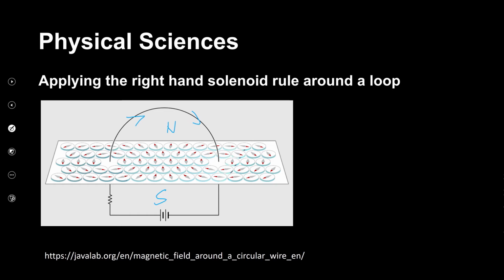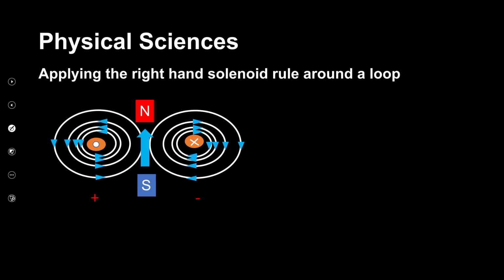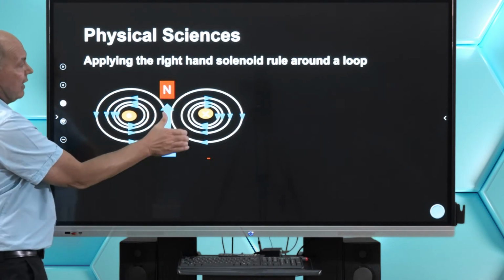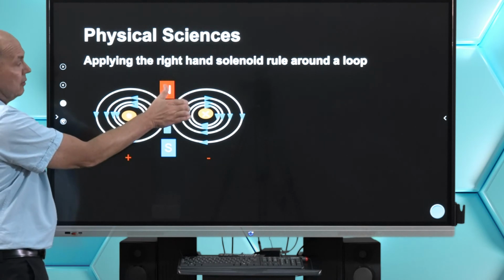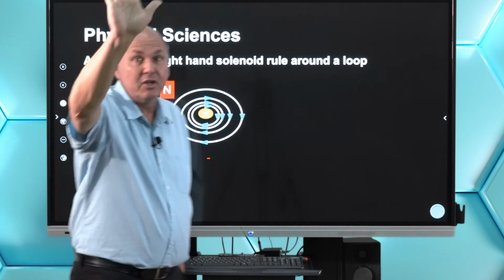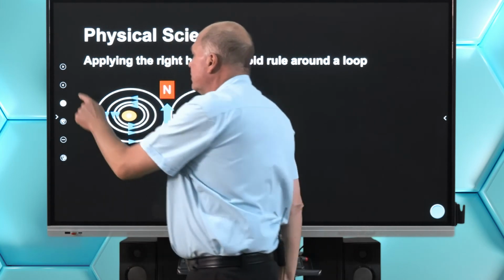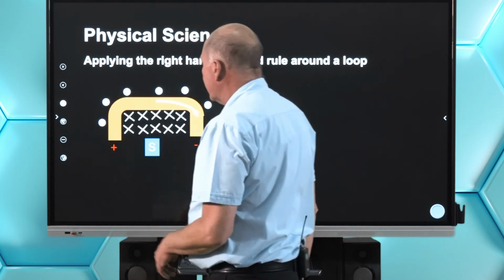Let's have a look and apply that to this diagram. We recognize exactly the same scenario. The direction of the current, it's coming out of the board over here, it's going into the board over here, and guess what? It's pointing to the north pole. Isn't that amazing? So the right-hand solenoid rule works. We've seen it in two situations. And here's the third one.